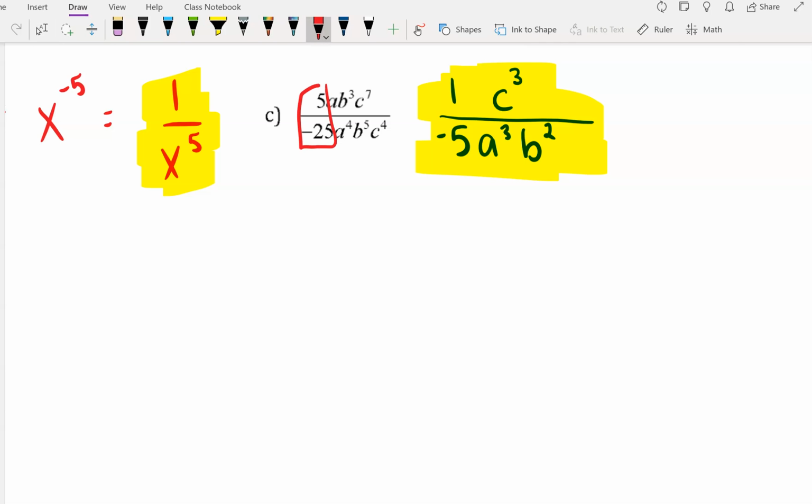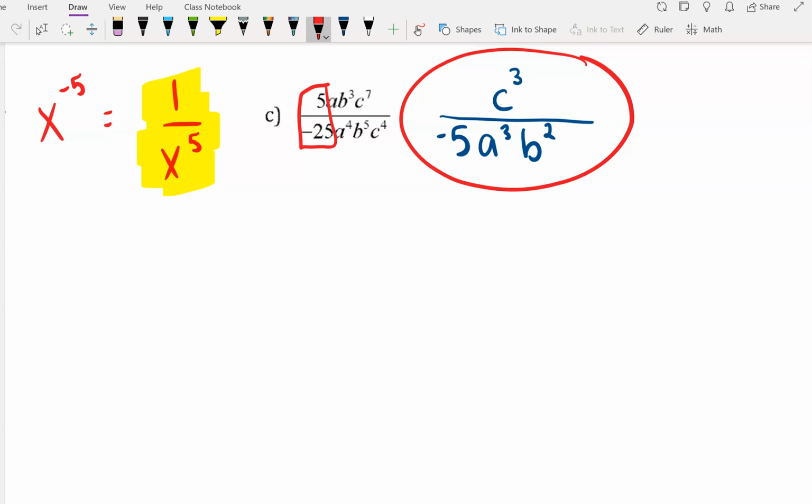I would reduce 5 over negative 25 first. They're both divisible by 5, and I get 1 over negative 5. That 1 isn't totally necessary to write, so you don't really need the 1 in front. And then I reduce the a's. One's on top, one's on bottom, so I subtract the exponents. 4 was bigger, so 4 minus 1 is 3, so we get a to the third on bottom, since the 4 on the bottom was larger.